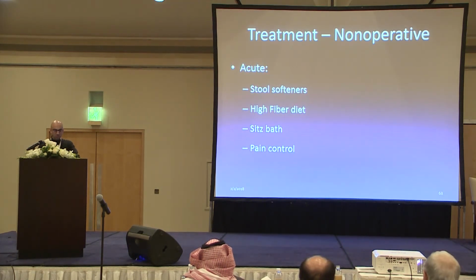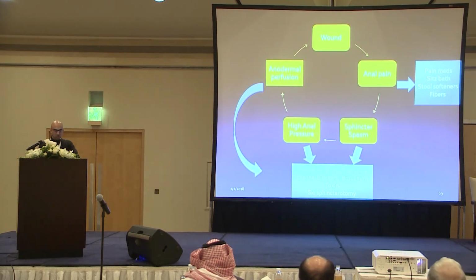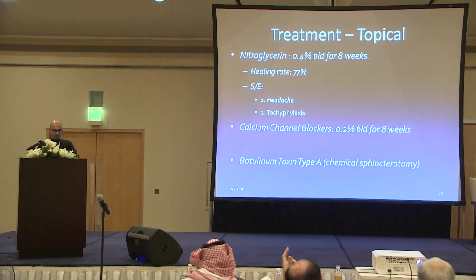So we'll start with stool softeners, sitz bath, and pain control. In addition, to treat the sphincter spasm, we have to relax the muscle. Relaxation of the muscle is achieved with a topical agent, Botox injection, or surgical sphincterotomy. The medical treatment will be a calcium channel blocker. This is the most common medical treatment to start with.